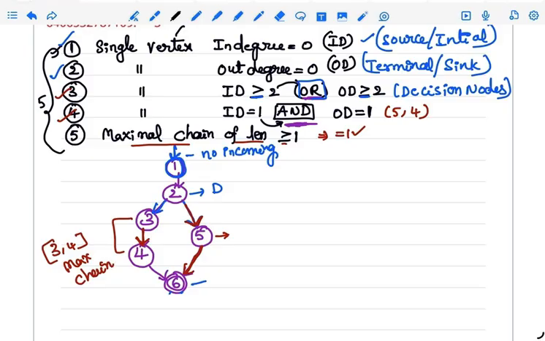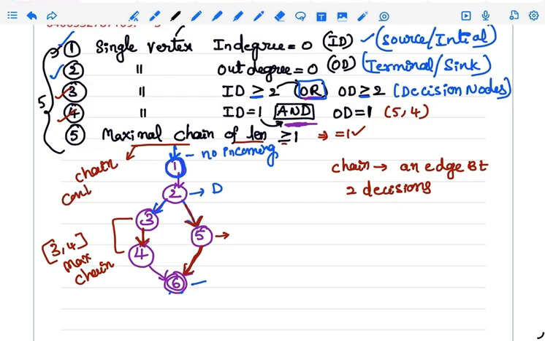So chain means an edge between two decisions. Here 2 is a decision node, and the chain is a maximal chain, which means we cannot extend it. The chain cannot extend further.